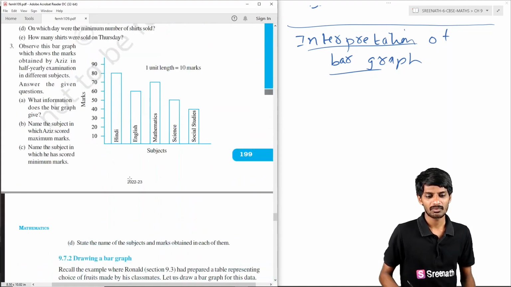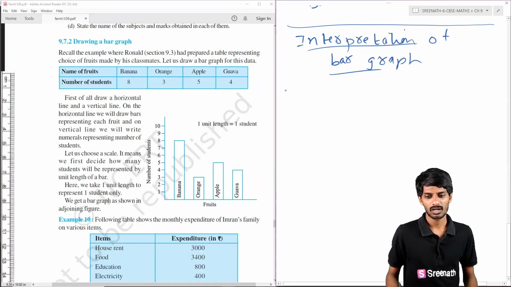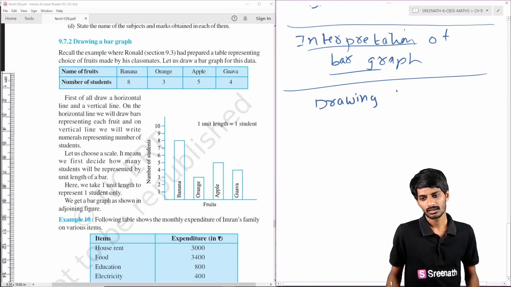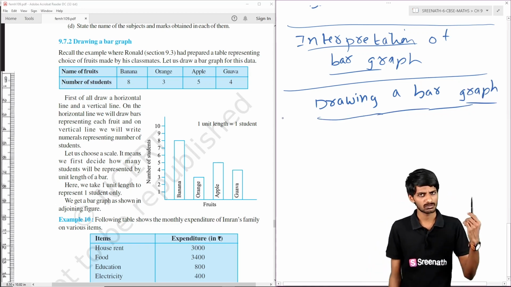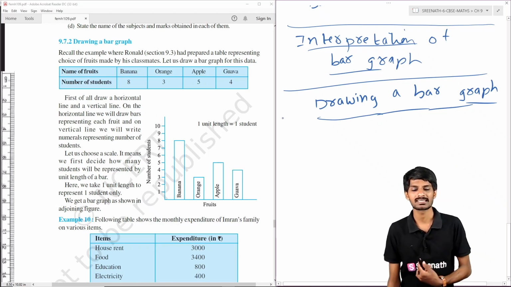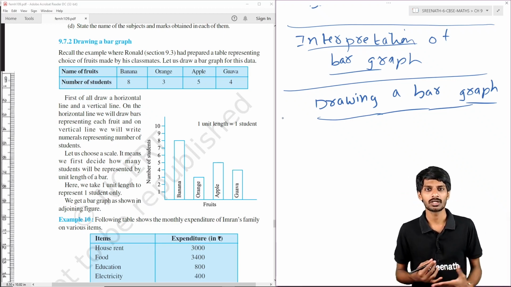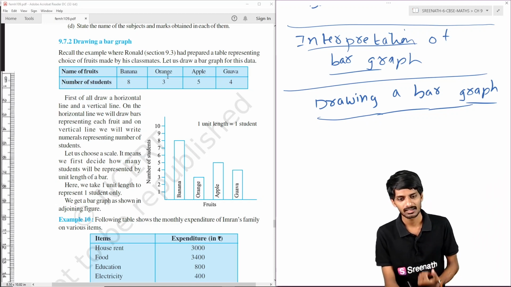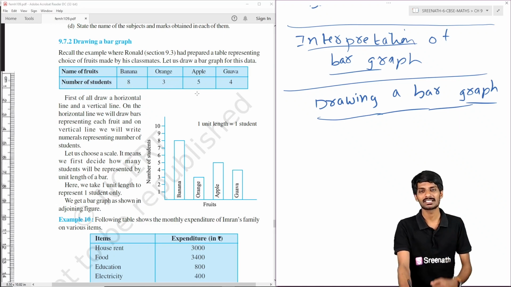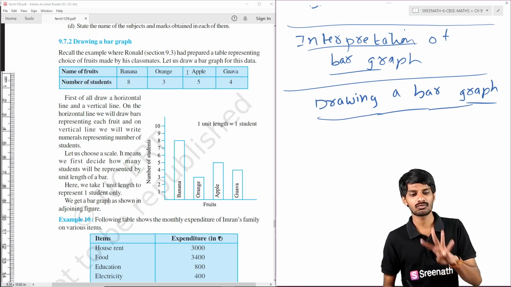So next, after completing the bar graph reading, there is drawing the bar graph. How will you draw the bar graph? Okay students, just go back to the example where Ronald in section 9.3 had prepared a table representing the choice of fruits. Banana is liked by 8 students, orange is liked by 3 students, apple is liked by 5 students, and guava is liked by 4 students.